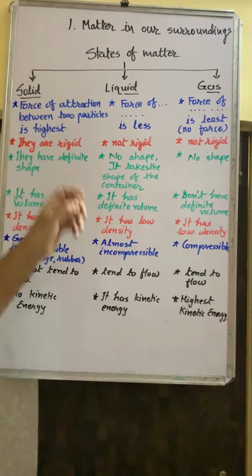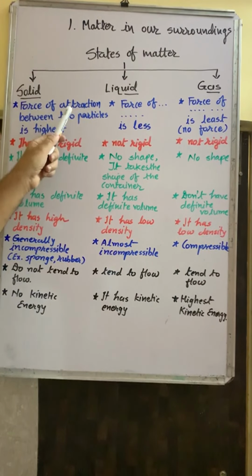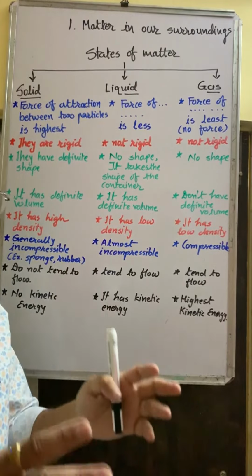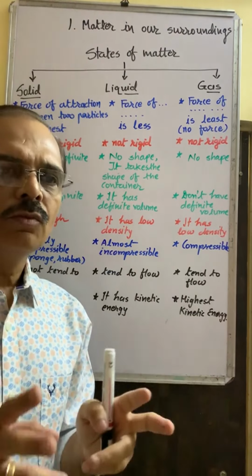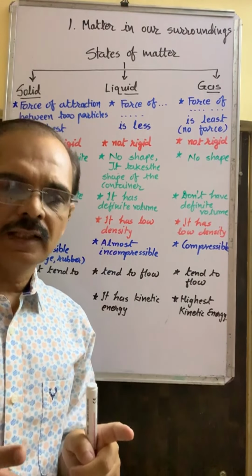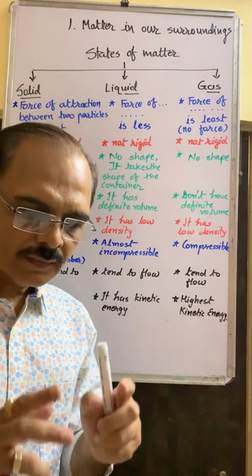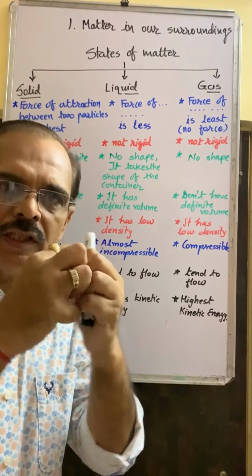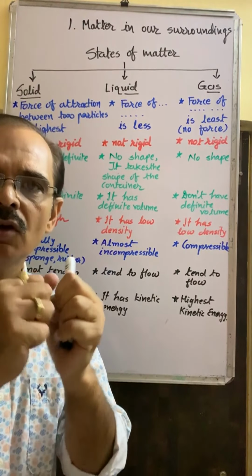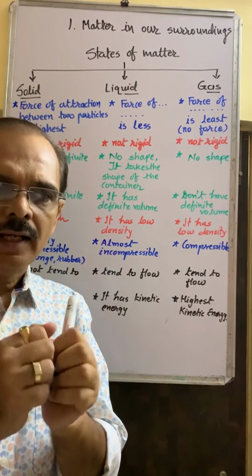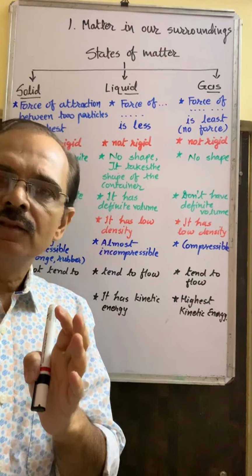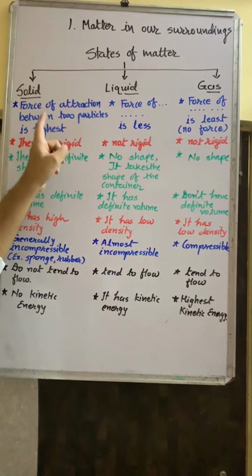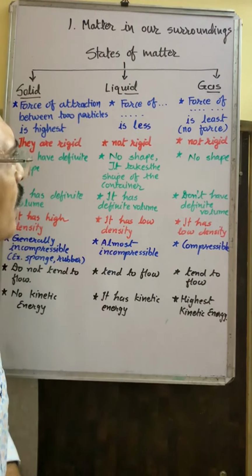See, in solid, the force of attraction between two particles is highest. Between two particles, between two molecules, intermolecular forces are there that we have seen. If intermolecular forces are highest, then they bind with each other very closely or tightly. Okay, and that's why we said that it is solid. So you have to say that the force of attraction between two particles is highest.